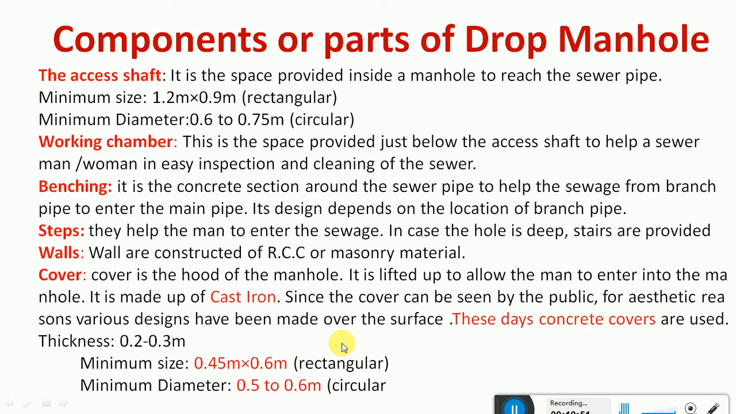The cover can be made of cast iron. Nowadays cast iron covers are obsolete because of corrosion and theft cases, so they are not being used. They are made of concrete nowadays, with a thickness of 0.2 to 0.3 meter, that is, 200 to 300 mm. The minimum size of the cover should be 0.45 to 0.6 meter if it is rectangular, and the minimum diameter is 0.5 to 0.6 meter if it is circular.